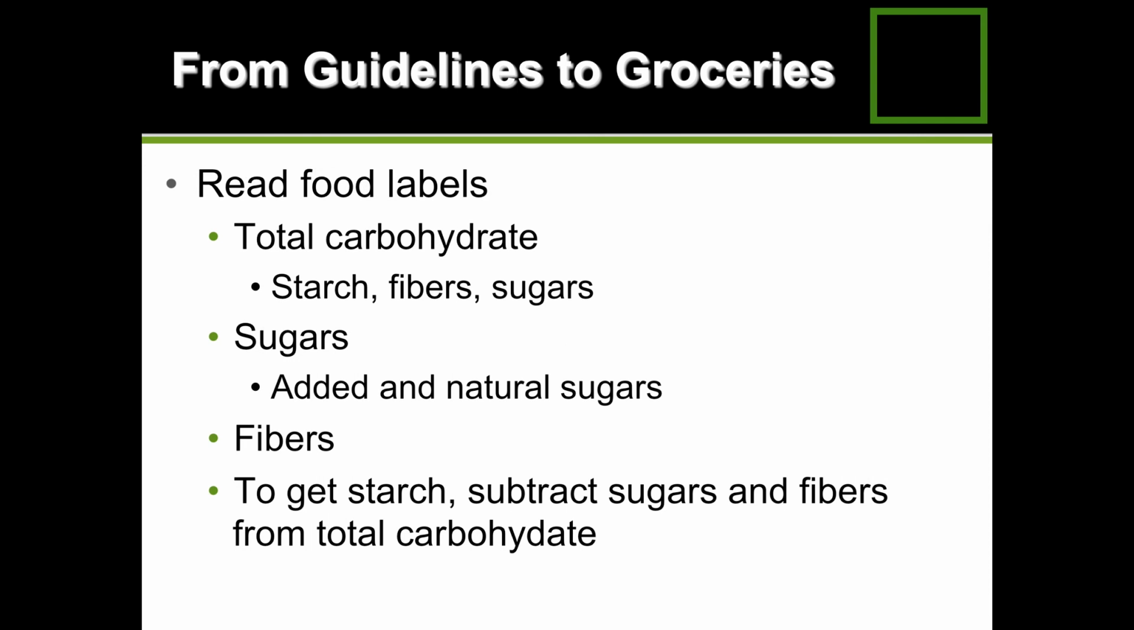So when you read food labels, it's going to give you the total carbohydrate. What does this include? Total carbs includes starch, fibers, and sugars. But by law, they have to separately state how much sugar, and this includes both added and natural, and also how many fibers, but they don't usually state the starch. So how can you find the starch? Well, you get total carbs, you subtract sugar, and you subtract fiber, and then what's left over are your starches.